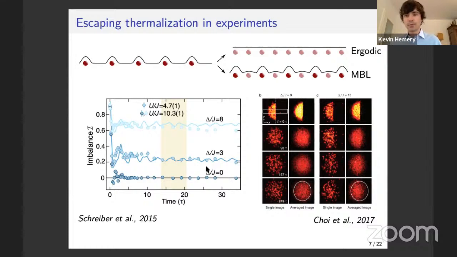Okay, and here it's different because it's a phase of matter where you simply don't reach the thermal value, right? So you can add the perturbation, you want more disorder, more interaction, and it's stable against this perturbation. So in this sense, there is a difference with integrability.